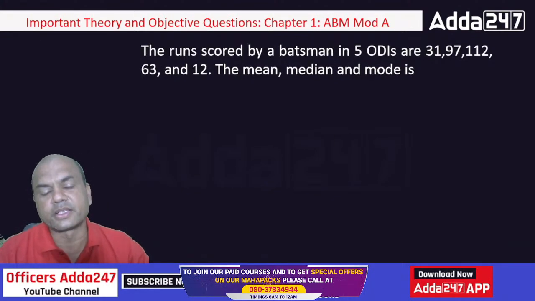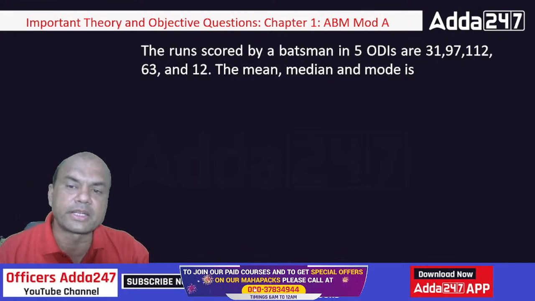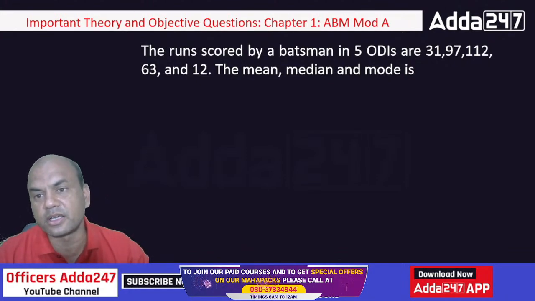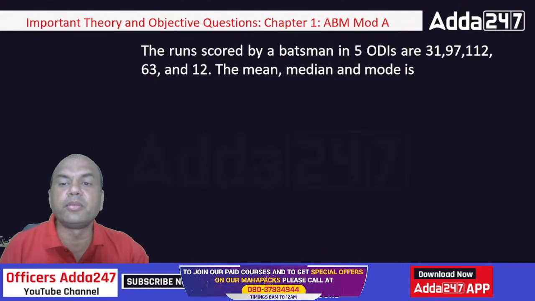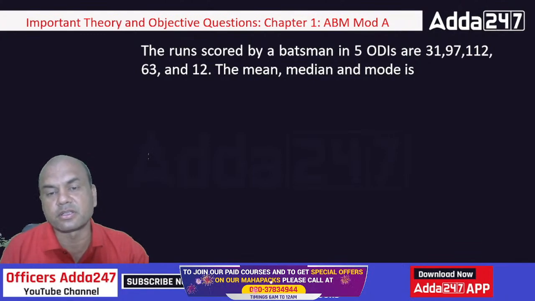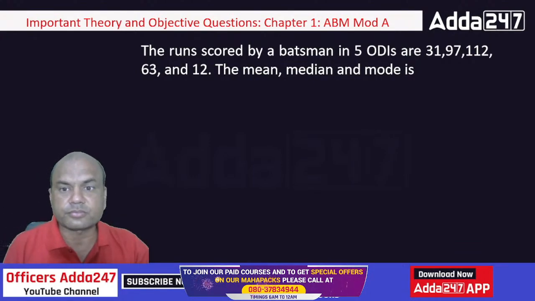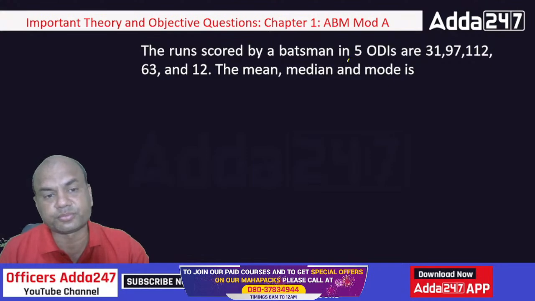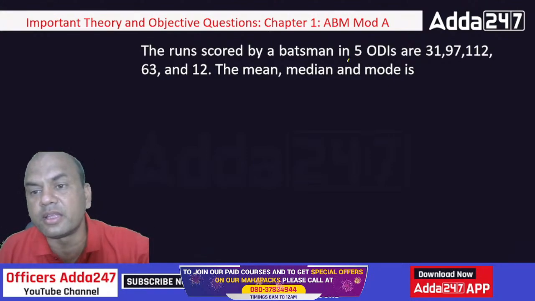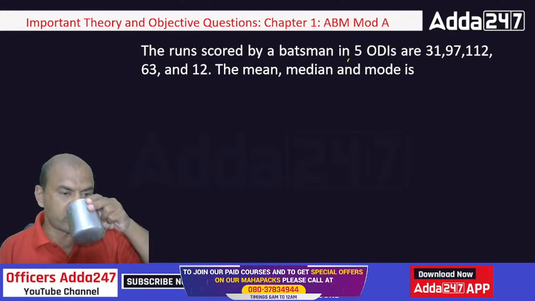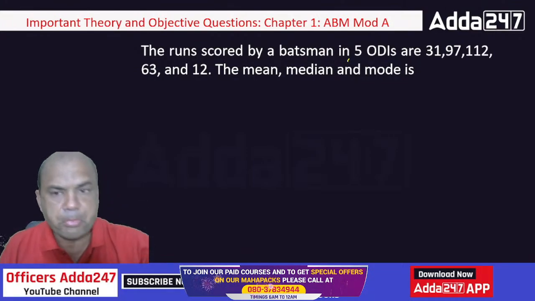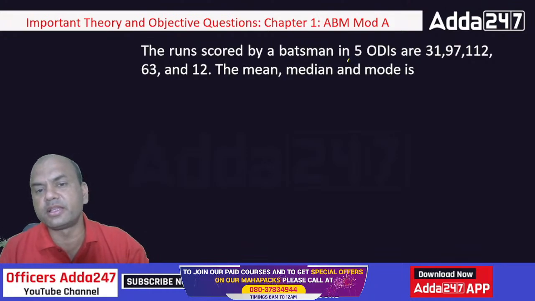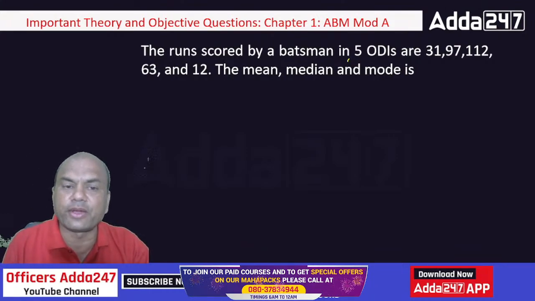Okay. Next one. The runs scored by a batsman in 5 ODIs are 31, 97, 112, 63 and 12. The mean, median and mode is. So what do we want? We want the mean, median and mode of these 5 numbers. How do you find this? Mean, median and mode. Okay, let's find out one by one.